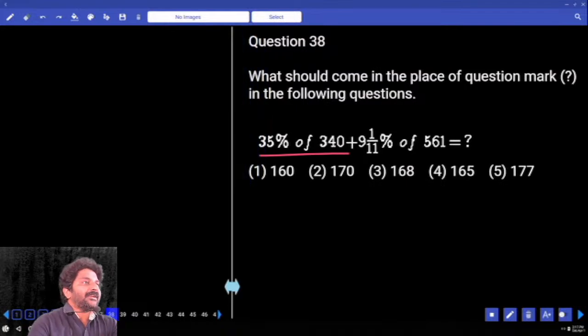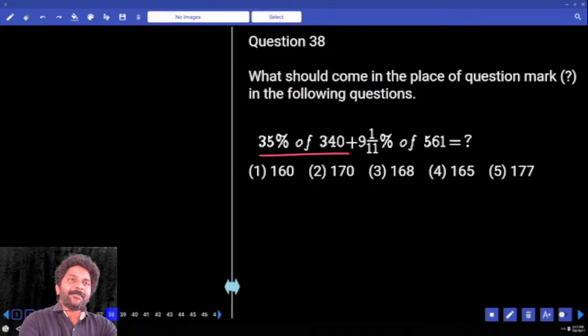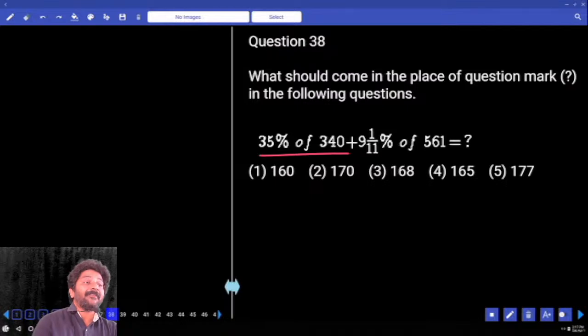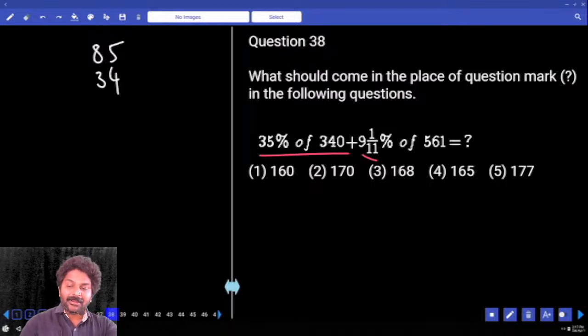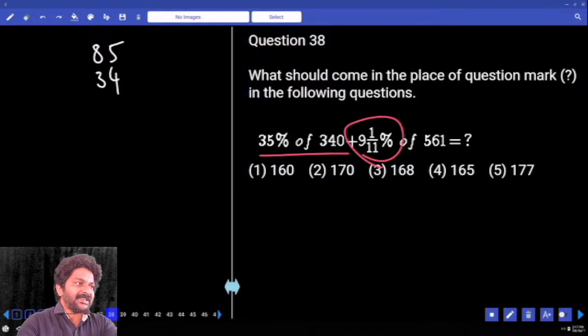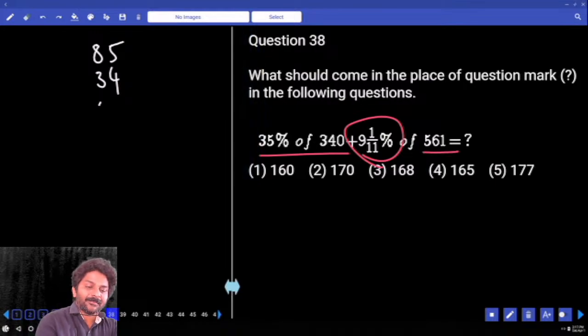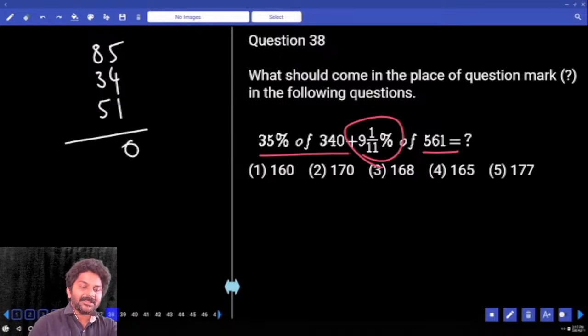35%, how do you calculate? 25% plus 10%? 25%, half, again half. What is half of 340? Again half. 85. 10%, 34. 9 1 by 11%. When you see this, what do you remember? 1 by 11. 1/11th of this number. 51. Answer must end with 0.